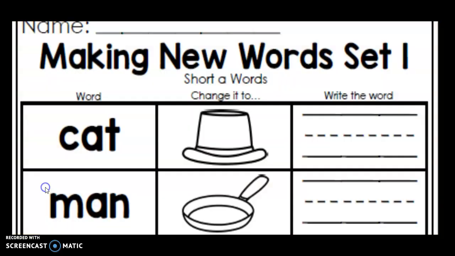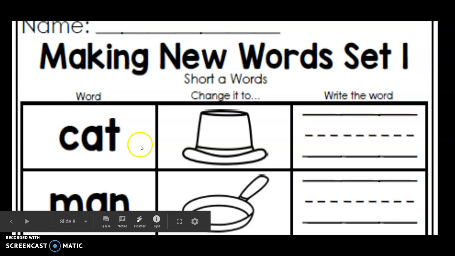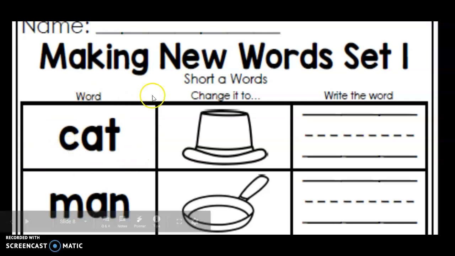Great job. You are going to see a worksheet that looks a little bit like this on your assignment. What you're going to do is you're going to take the word in the beginning and sound it out, and then change that beginning sound to match the picture. When you know how to write it, you're going to write out the new word. So the first word here is k, at, cat.